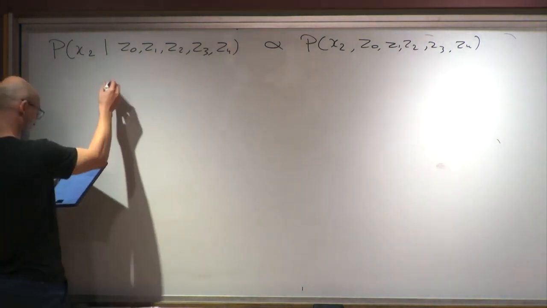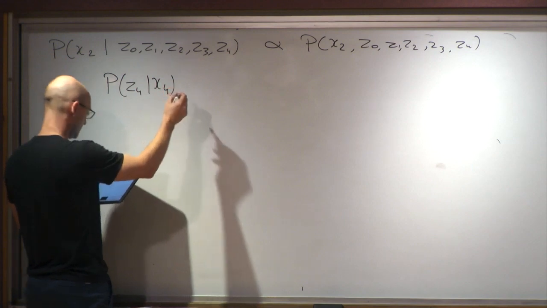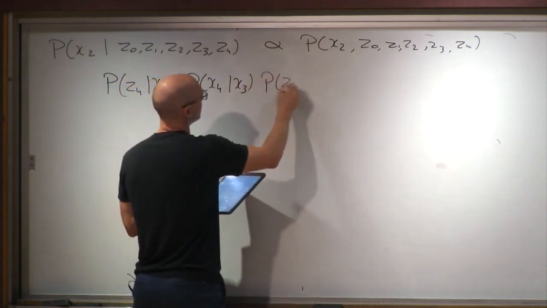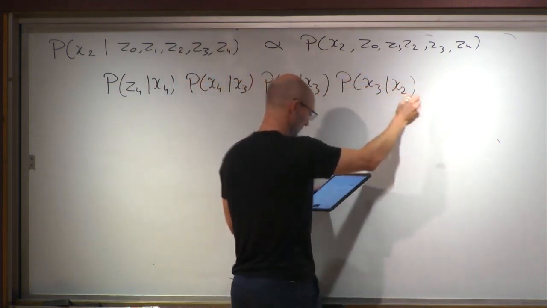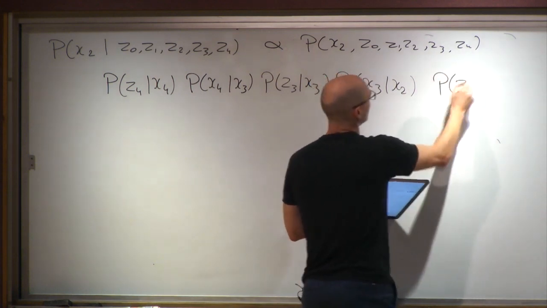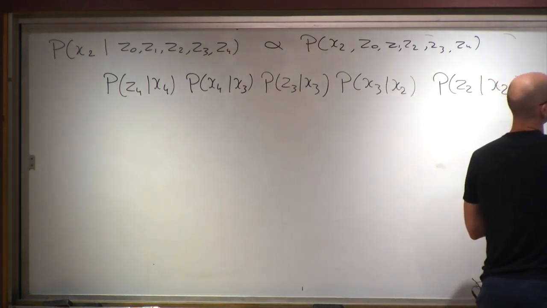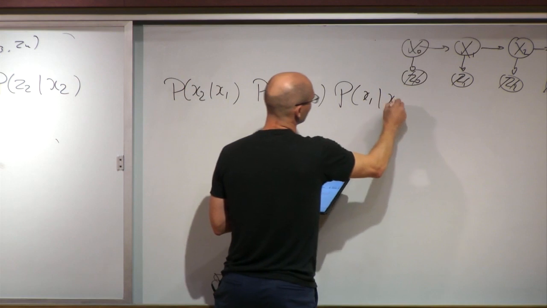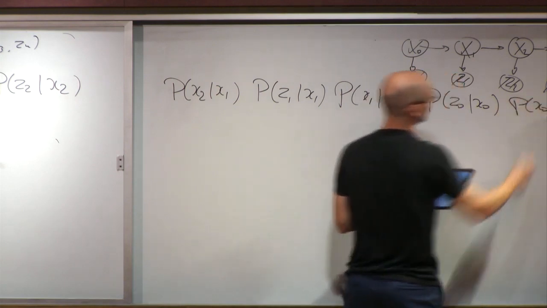The full joint would be z4 given x4. That's happening all the way at the end. Then x4 given x3, then z3 given x3, x3 given x2, z2 given x2, and then we'll continue on this other board, x2 given x1, z1 given x1, x1 given x0, z0 given x0, and then the prior p(x0). This is the full joint.